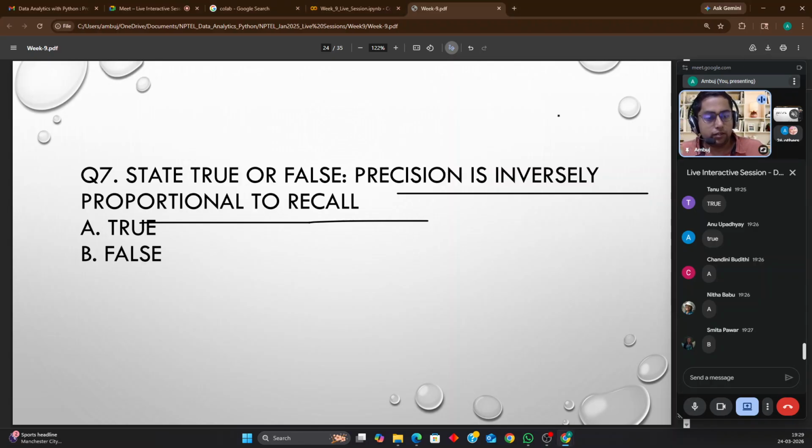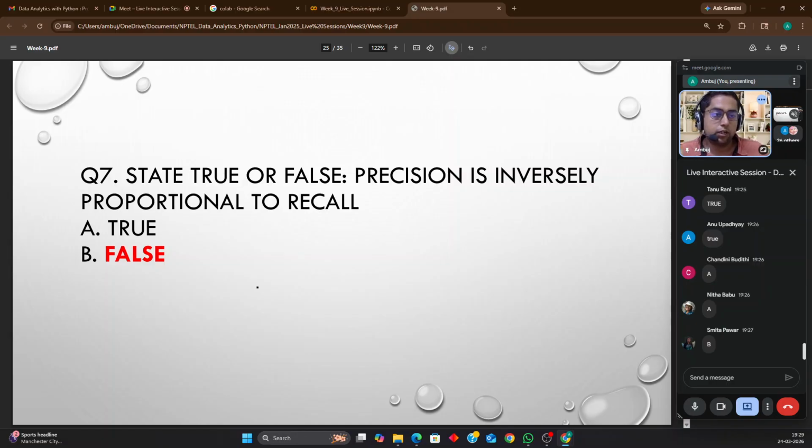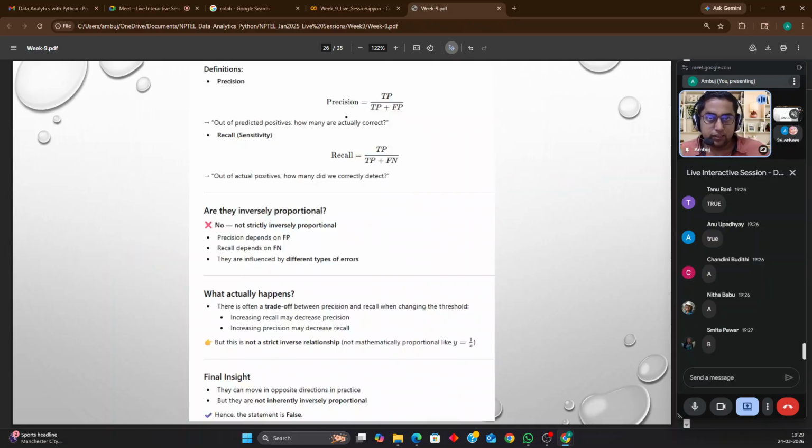This particular statement is false. Okay, it is not true, it is false. Why so? Because precision, if you will see, it will be true positive divided by true positive plus false positive. And recall will be equal to true positive divided by true positive plus false negative. So precision tells us out of the predicted positives, how many are actually correct. Recall tells us out of the actual positives, how many did we correctly detect.